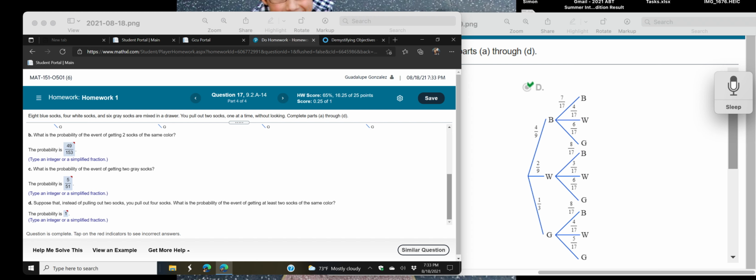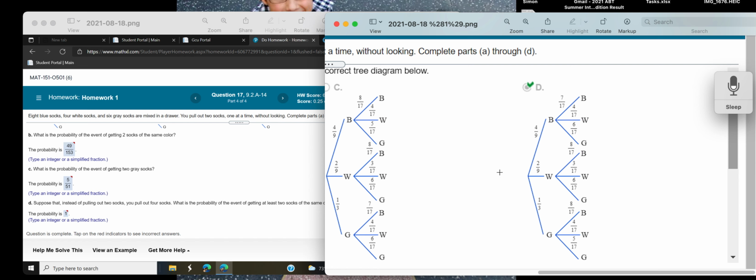Homework question number 17. This is parts B, C, and D. So first in this question, you have to select the correct diagram, which we've selected knowing the number of socks that we have, and we've done the probability. So if we're looking at this tree, then we can use this to solve the remaining questions.